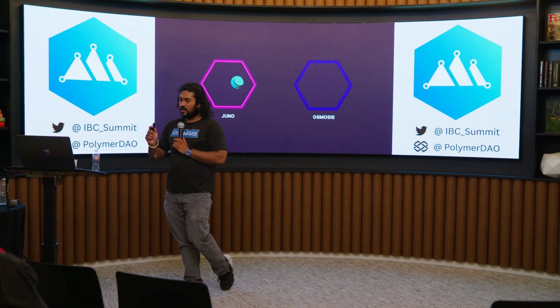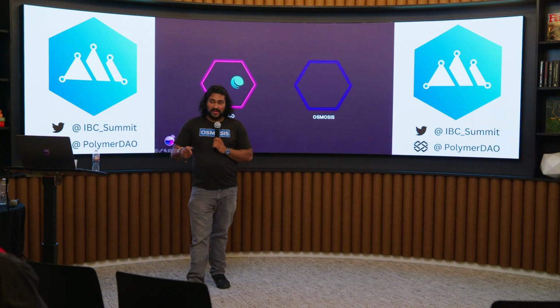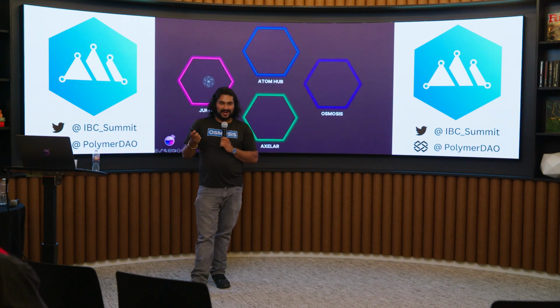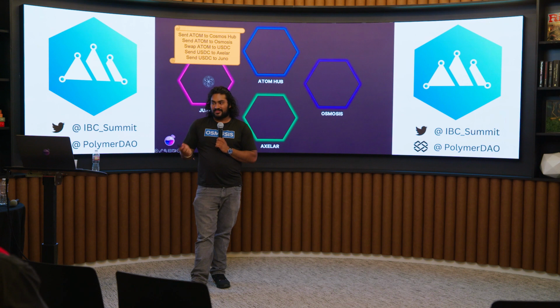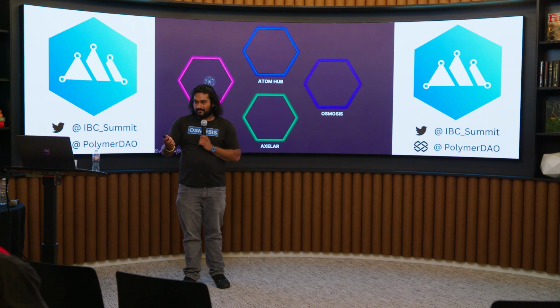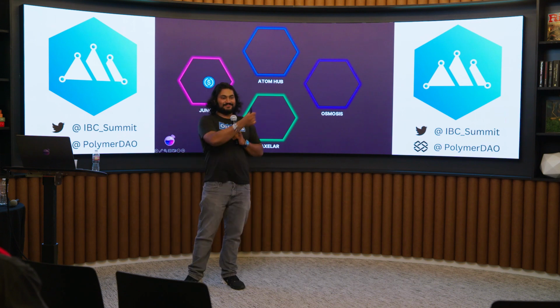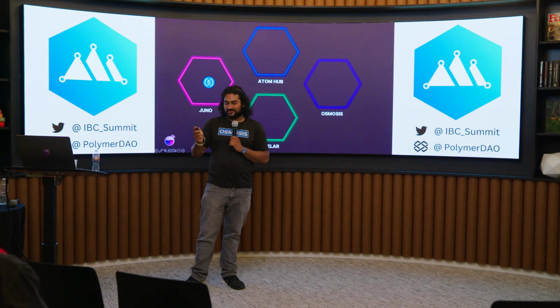And when you combine this with packet forwarding middleware, you can even do stuff where, let's say you have Atom on Juno. The problem is you can't send that directly to Osmosis yet, because you need to first send it to the Cosmos Hub. Well, you can design a single IBC ICS20 packet that does 5 actions all in a single packet. Send the Atom to the Cosmos Hub, then send that to Osmosis, swap it to USDC, send it to Axelar, send it back to Juno. You can do that entire thing in one transaction.